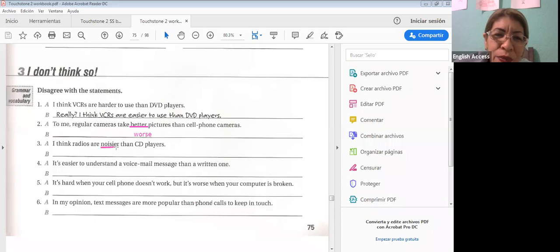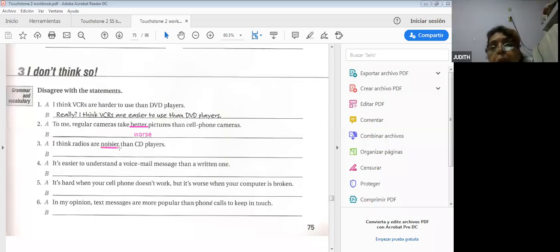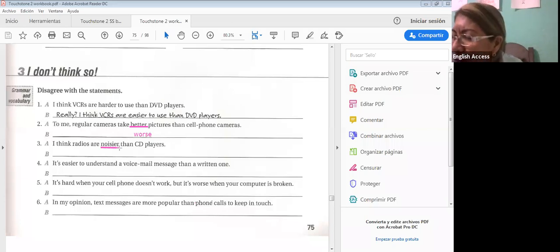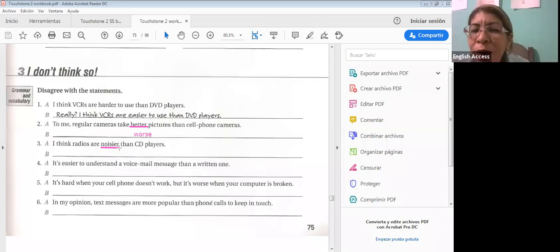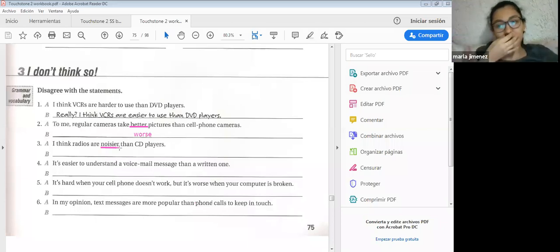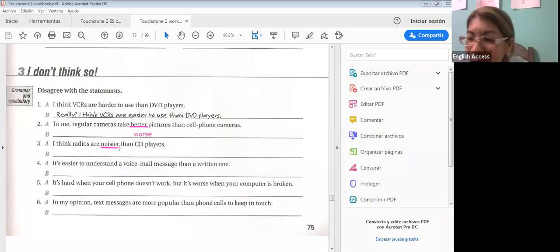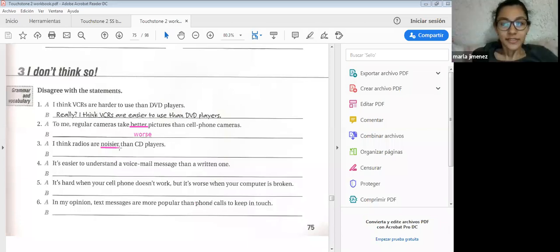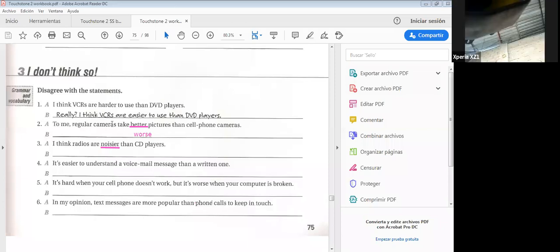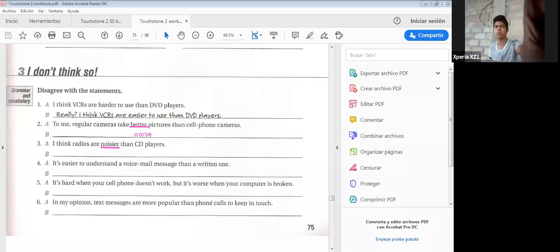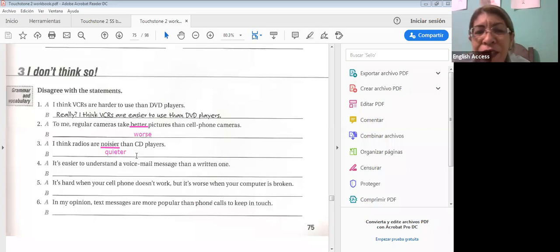We're going to change this. Pay attention. Noisy. What is the opposite of noisy? Quiet. Okay, so radios are quiet. Quiet than CD players. Quieter. Yes? Than CD players.